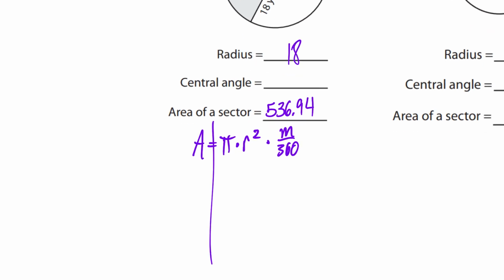So I know the area is 536.94. I'm just plugging the 536.94 in for area, equals pi times the radius, 18, squared, times m. This is what I'm looking for. You can either leave it as m there, or I'm going to put an x there. However is fine. So I'm solving for x here.